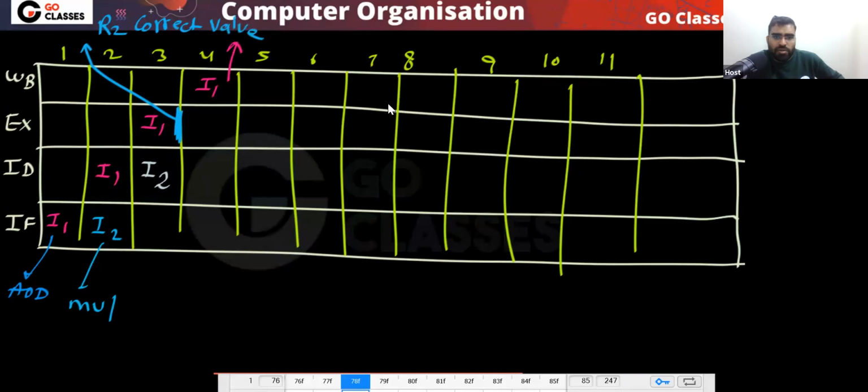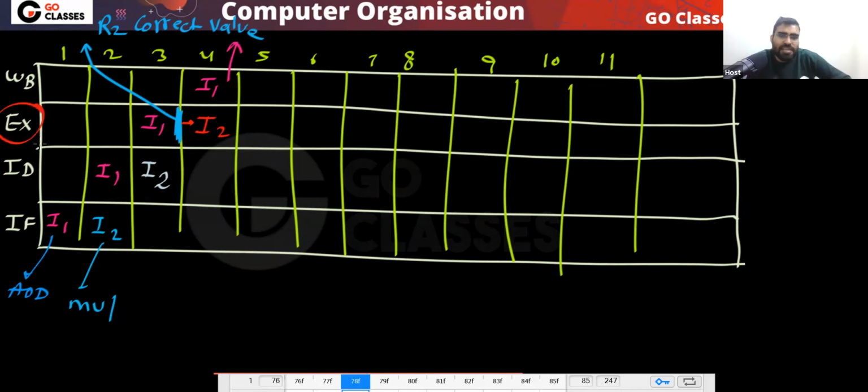So what can you do? From where are you forwarding to where? Tell me, from where will you forward to where? From execution to execution you will forward. Very simple. That's it, right? So this diagram is actually more beautiful, because you are sending from execution to execution.